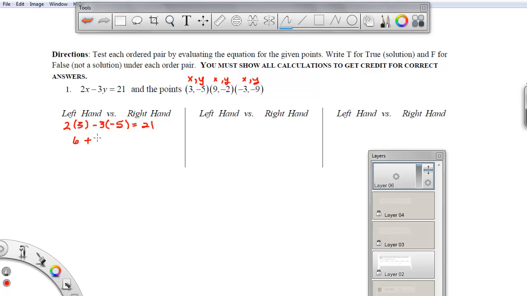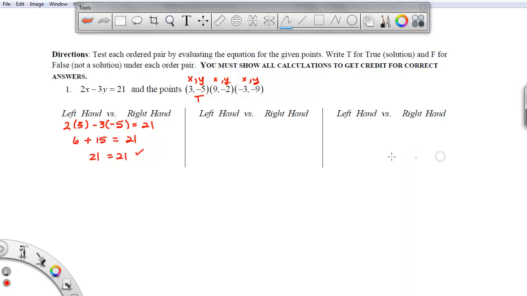That gives me a positive 15. That has to equal 21, and 6 plus 15 is 21. And 21 equals 21, that's a true statement. So that checks out, so we'll write T underneath the first ordered pair. Let's go on to the second ordered pair.